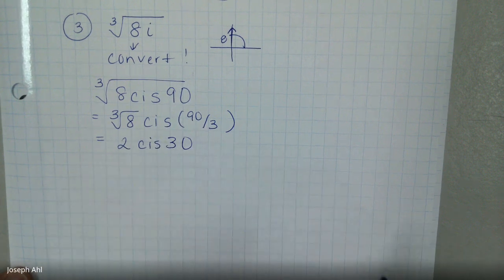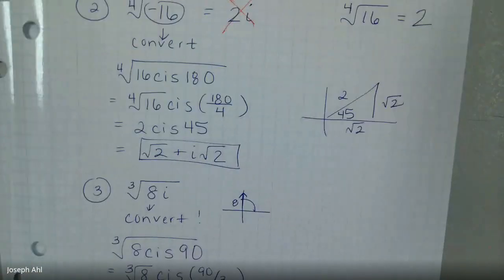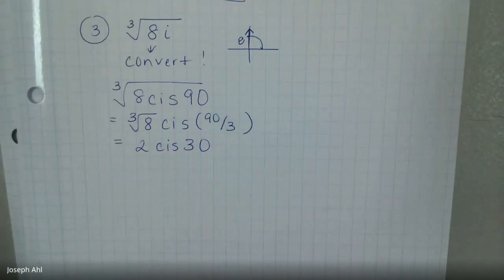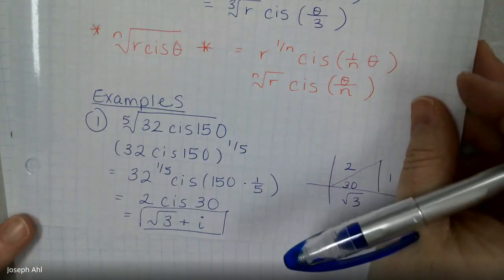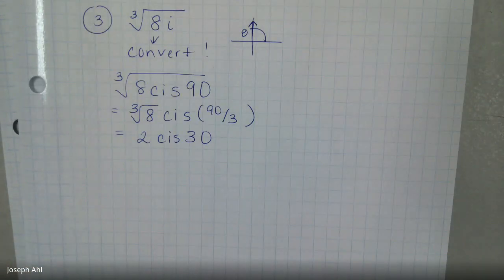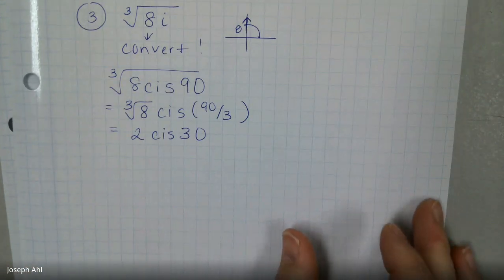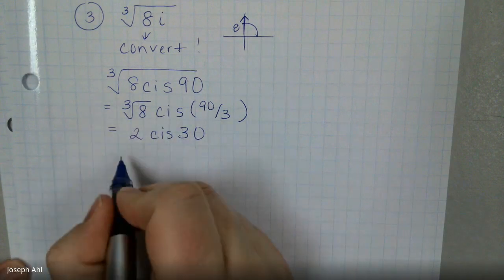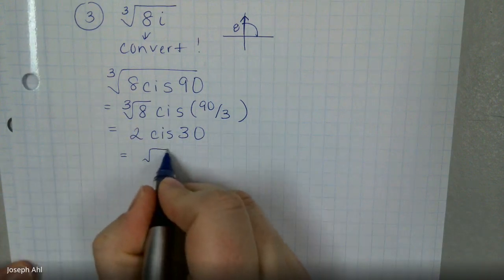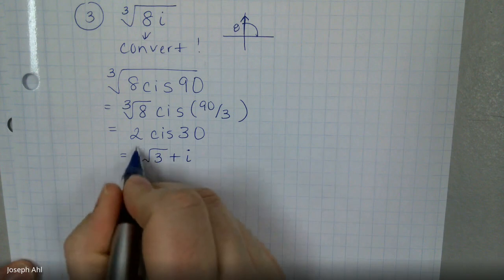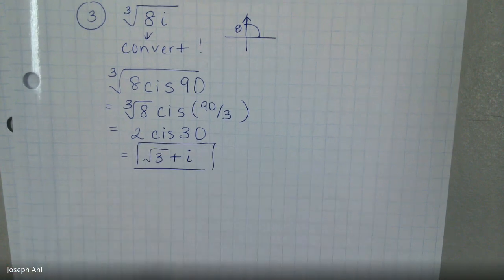I think we did that one earlier. Should I cheat? Let's say 2 cis 30. Oh, not on that page. Yeah, we did 2 cis 30 earlier. 2 cis 30 is right here, radical 3 plus i. So I don't need to redraw the whole picture for you here. It's just really getting practice with this new rule here today that this would become radical 3 plus i.